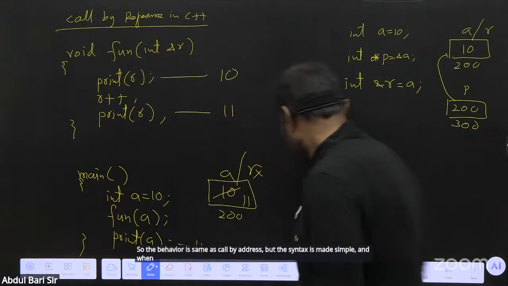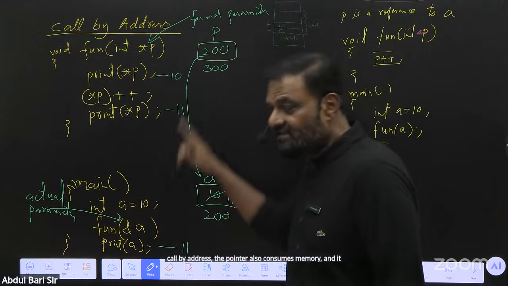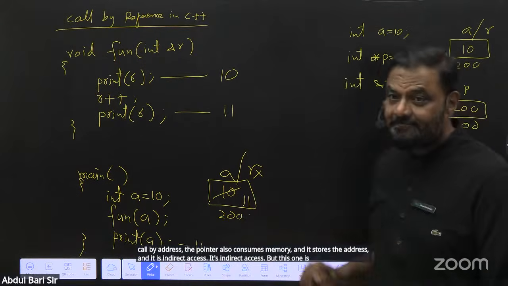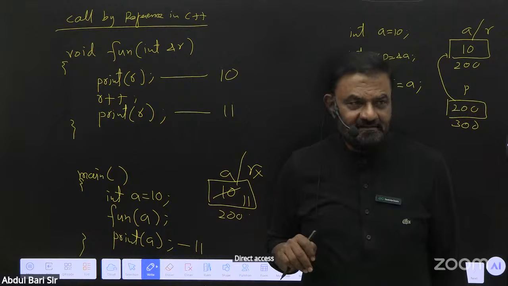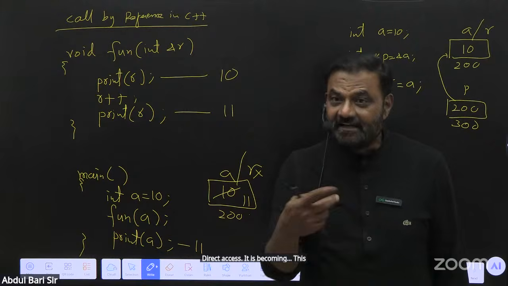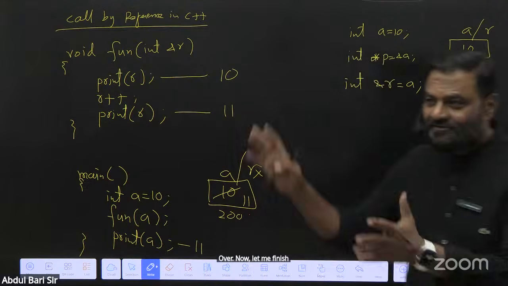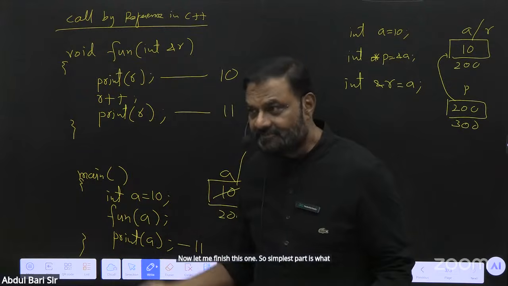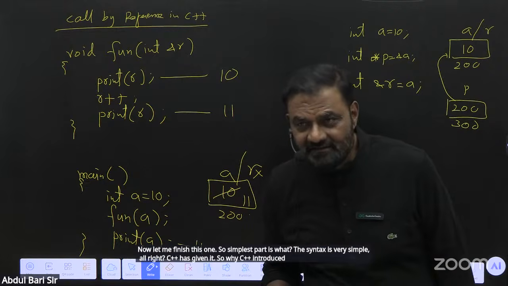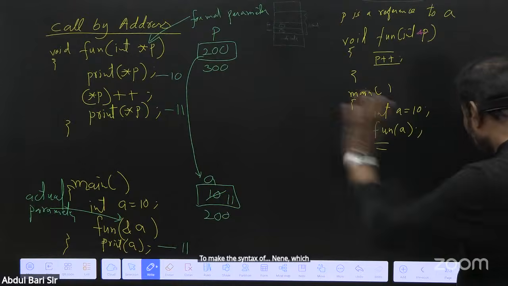When you come to call by address, the pointer also consumes memory and stores the address, and it is indirect access. But this one is becoming just like direct access. Understood this one? Now let me finish this one. So the simplest part is what? The syntax is very simple. C++ has given it. So why did C++ introduce this? To make the syntax of which one simple? Call by address.